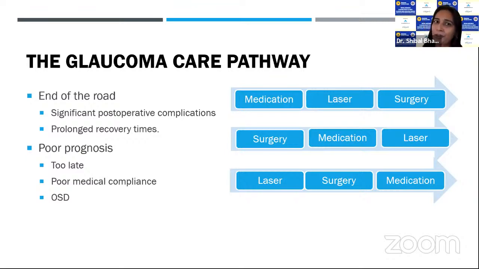So even though the traditional glaucoma care pathway is medication, laser, and surgery, primary medication and then laser if required as a supplement is an equally intelligent choice, as is laser first.